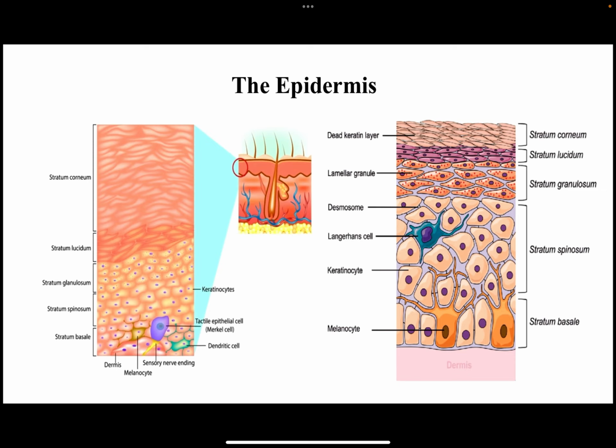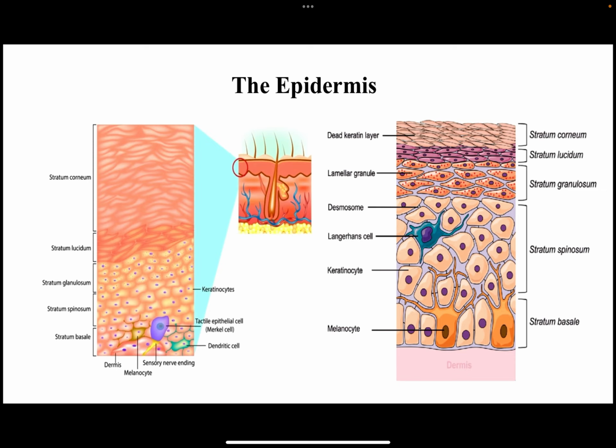The keratinocytes are the cells that produce keratin. And then we have the melanocytes. They produce the melanin. Is that okay? We have the Merkel cells. You can see the Merkel cells or tactile epithelial cells. And then we have the dendritic or Langerhans cells, which can also be found within the stratum spinosum.